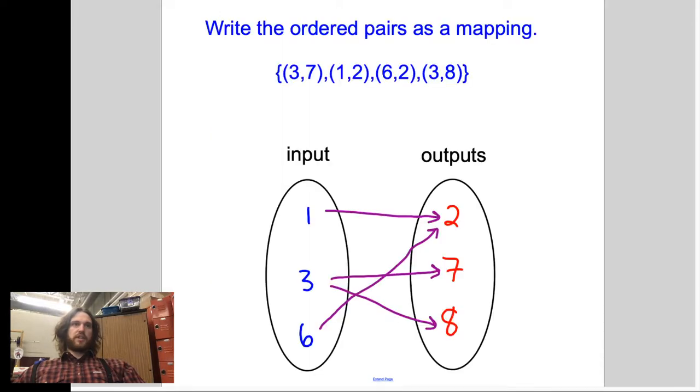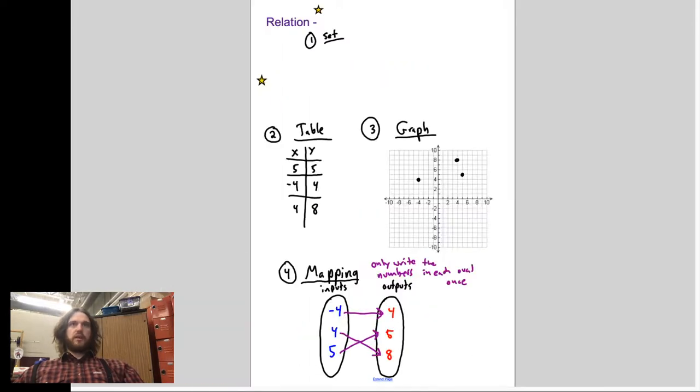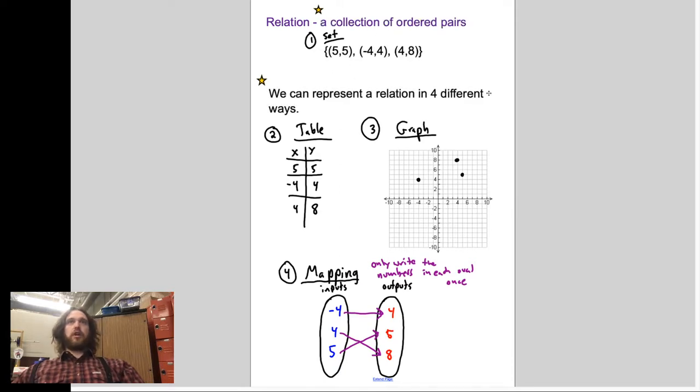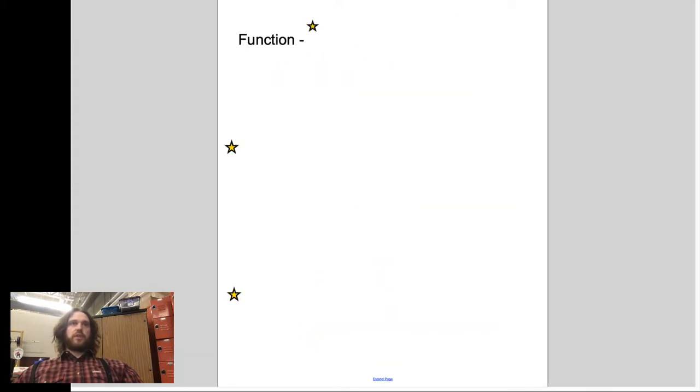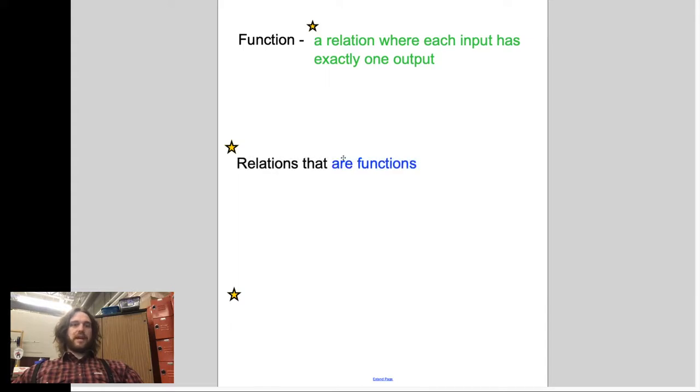Okay, so then what's a function? I haven't told you what a function is yet. I told you it was like a vending machine. I told you what a relation was. And I told you that all functions are relations, but a relation is just a collection of ordered pairs. Great, Mr. Slagle, that's not very helpful. What's a function? A function is a relation where each input has exactly one output. Each input has exactly one output.